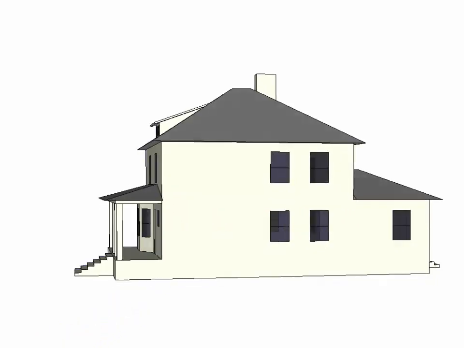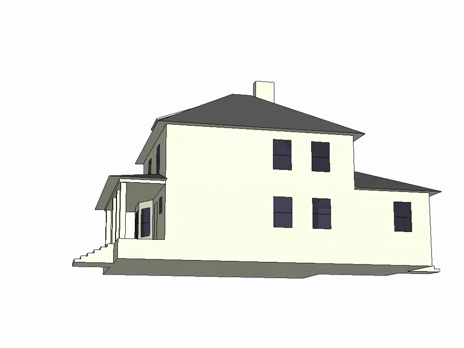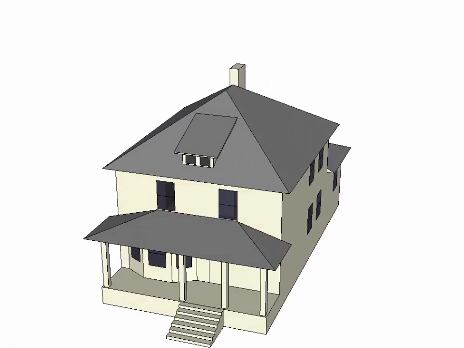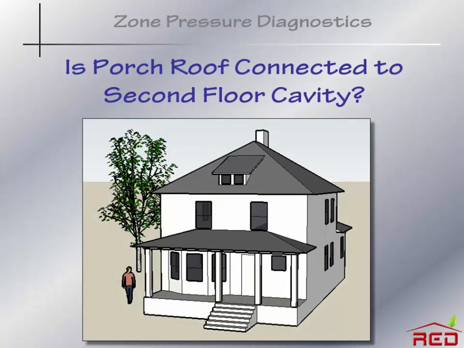Now notice also, if we look at the porch ceiling, there is a flat ceiling there, so we have an unclosed cavity there. So we will consider this part right here as being the zone. Let's bring this back around again to about where we were, and then we'll go back to the slide. So how can we find out if this zone, this cavity between the porch roof and the ceiling, is connected to the floor cavity of the house?